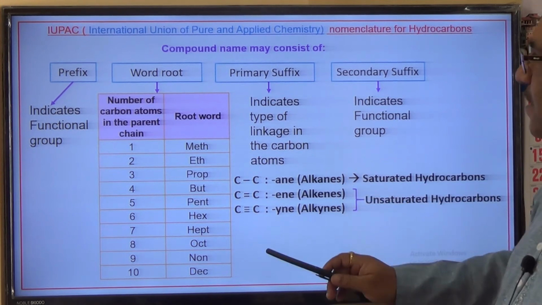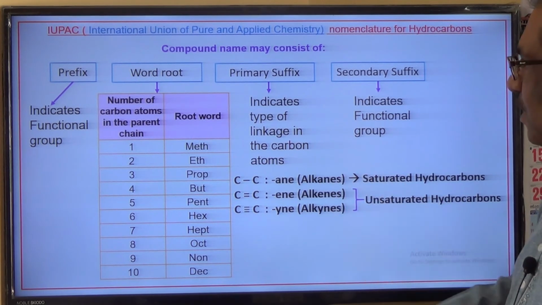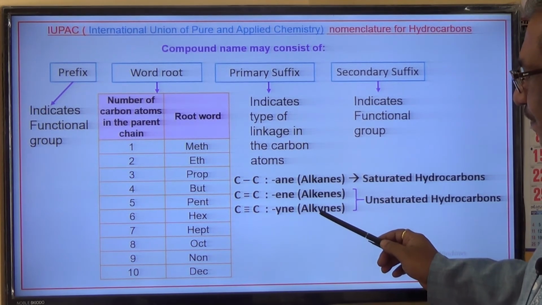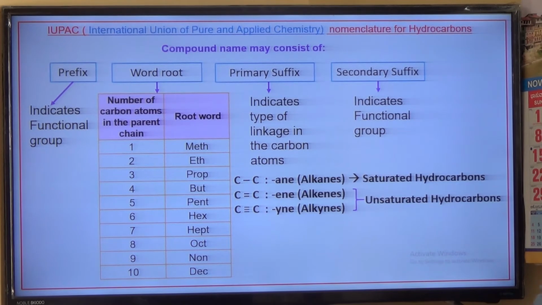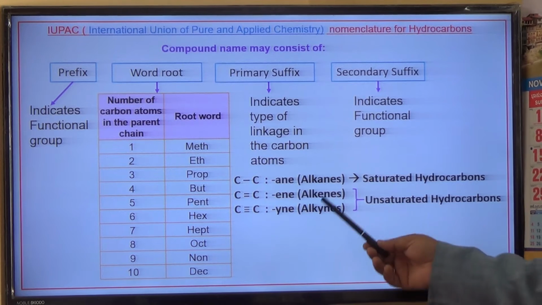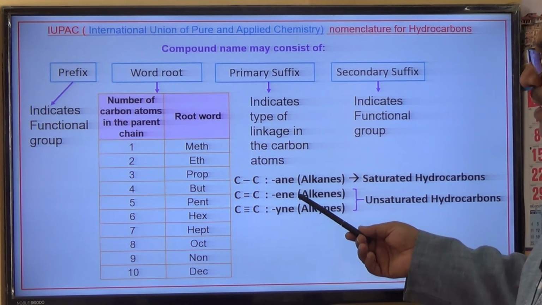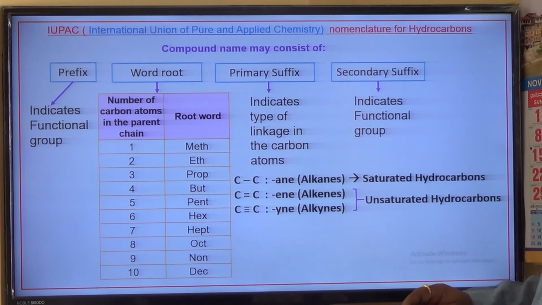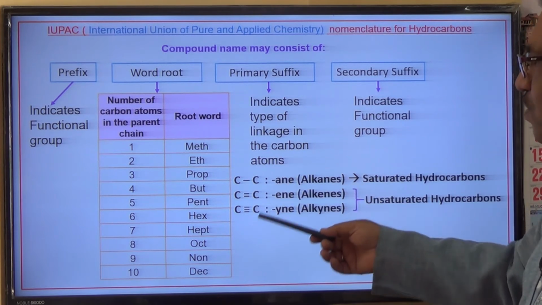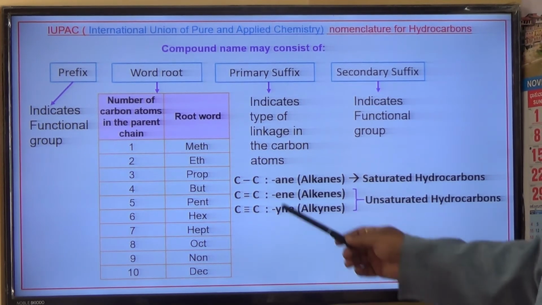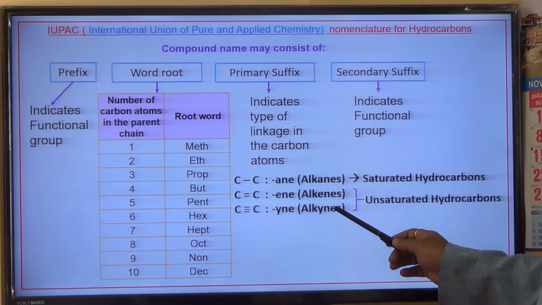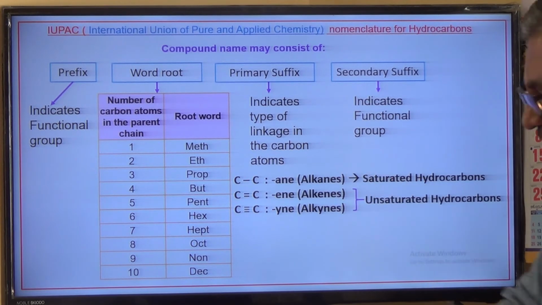Now let us try to understand how to write the alkane series, alkene series, and alkyne series. These series are also called homologous series. Homologous series refers to the compounds which are derived from the same general formula and which contain the same functional group. All these single bonds, double bonds, and triple bonds also come under functional groups. So let us see how to write the names for alkanes, alkenes, and alkynes in our next slide.